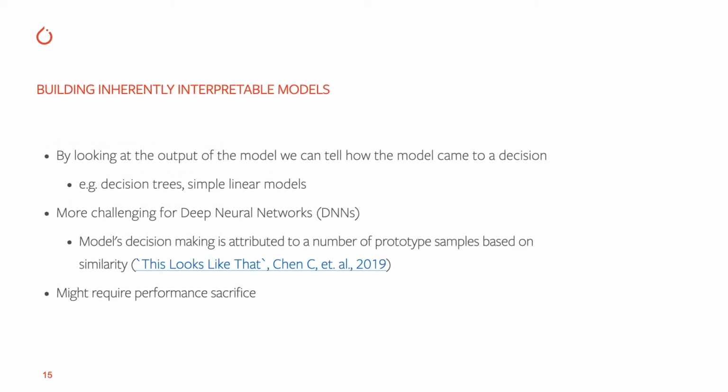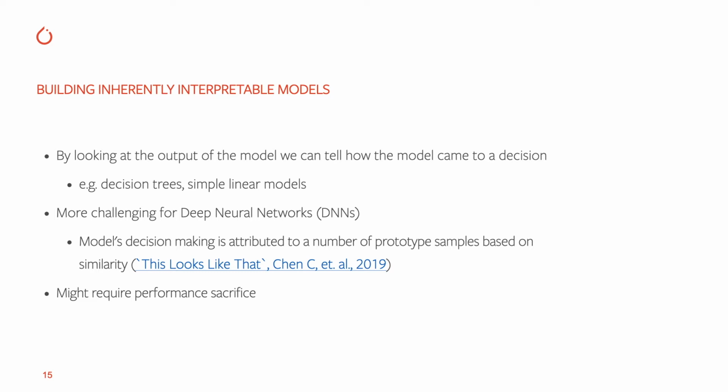In the case of inherently interpretable models, it is clear how the model came to the decision. There is no need to use additional algorithms such as input perturbations or looking at gradients in order to interpret the output of the model. For example, decision trees or linear models are examples of inherently interpretable models. When we look at the output of a decision tree, we can clearly understand how the system made decisions.